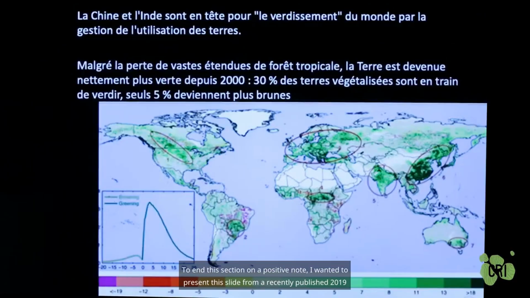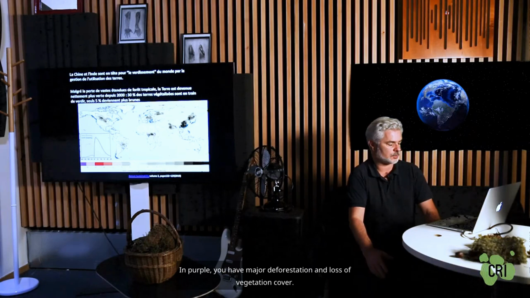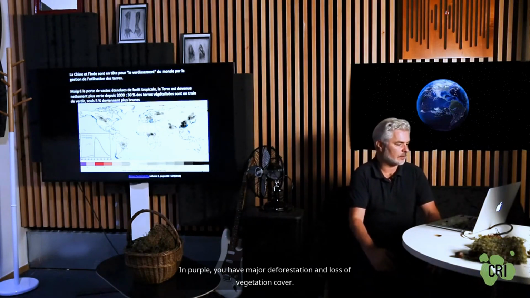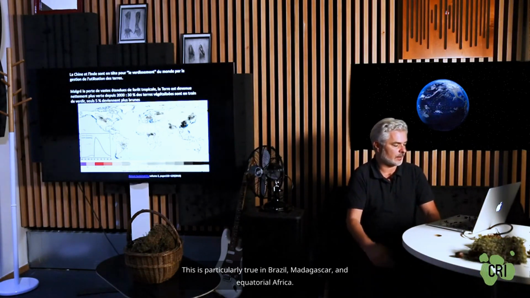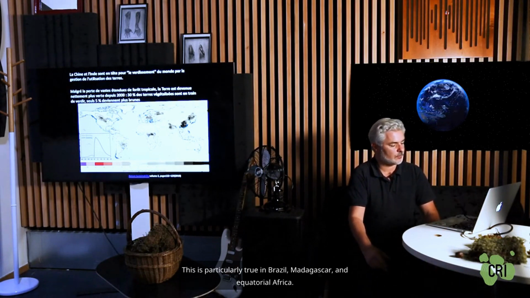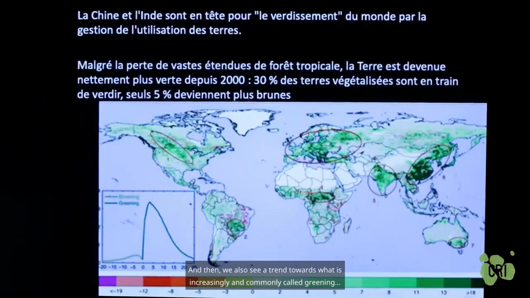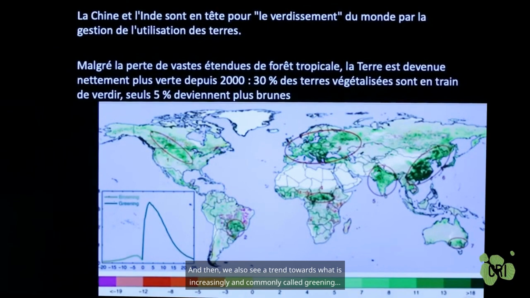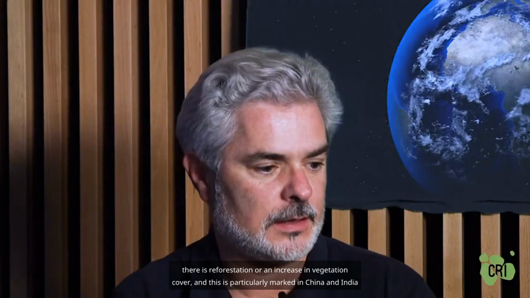To end this section on a positive note, I wanted to present this slide from a recently published 2019 publication, which shows the variations in vegetation cover over 2 decades. In purple, you have major deforestation and loss of vegetation cover. This is particularly true in Brazil, Madagascar, and equatorial Africa. And then, we also see a trend towards what is increasingly and commonly called greening. There is reforestation or an increase in vegetation cover, and this is particularly marked in China and India.